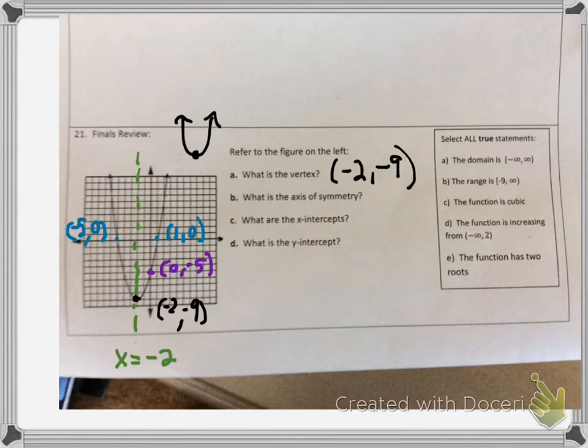What is the axis of symmetry? The axis of symmetry is the vertical line that cuts it in half. I labeled that in green here at x equals -2. It's always the x-coordinate of your vertex.